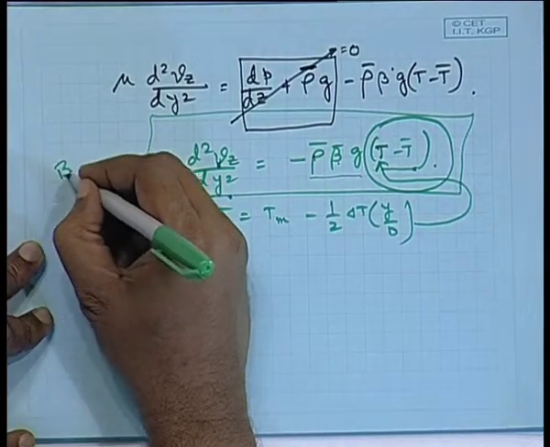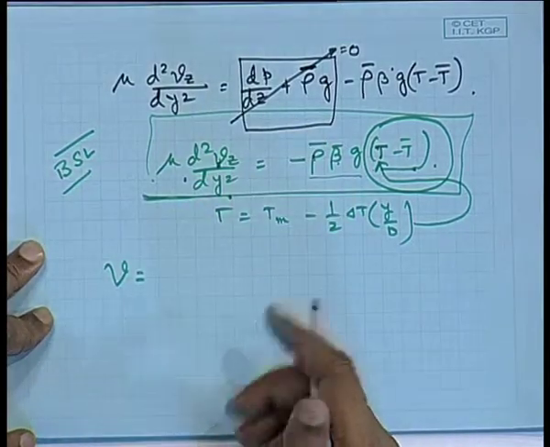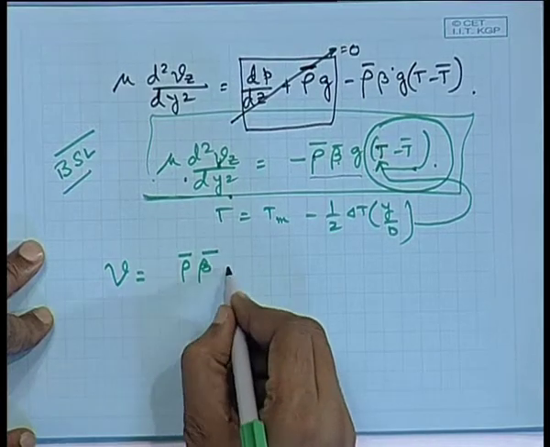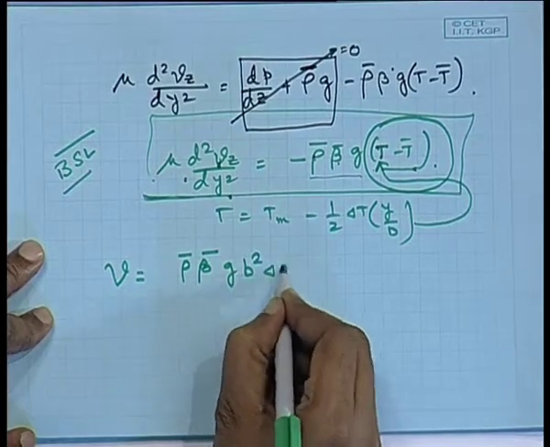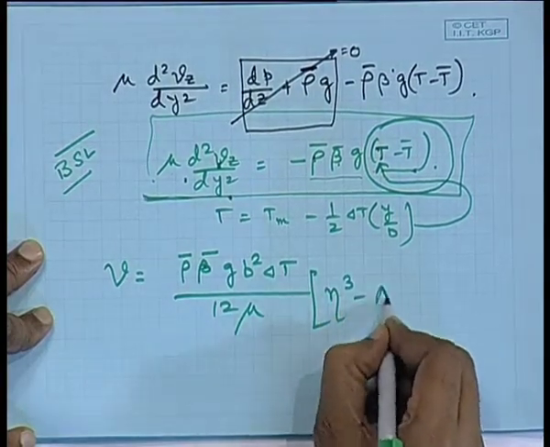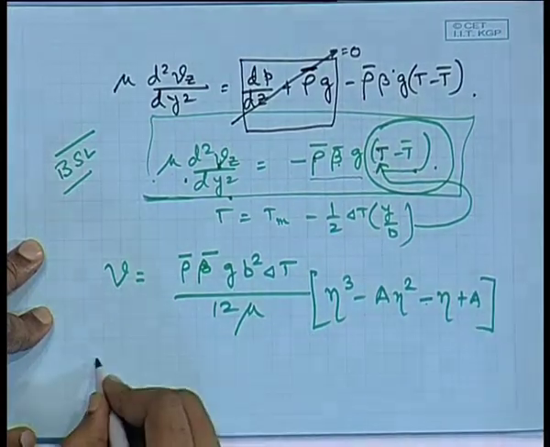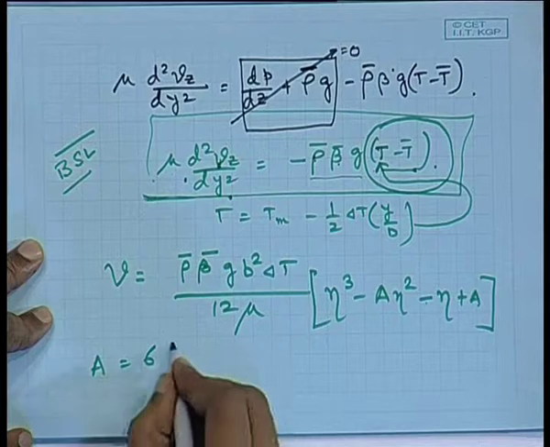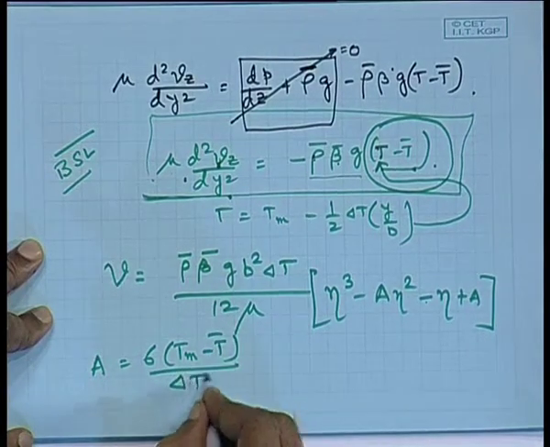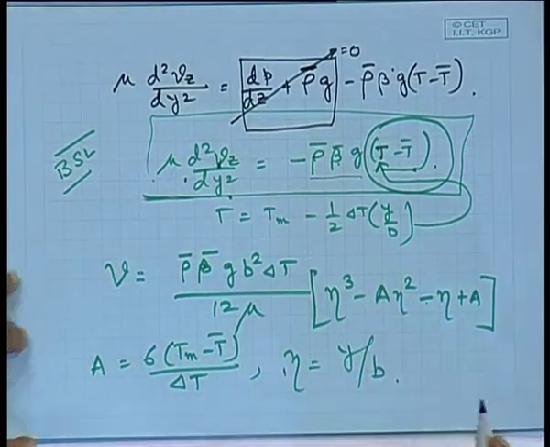You can read this in the book of Bird, Stewart and Lightfoot. I am not showing all the steps. You would see that the velocity is going to be equal to an expression where this A is nothing but a constant, T m minus T bar by delta T, and eta is a dimensionless variable which is y by b.